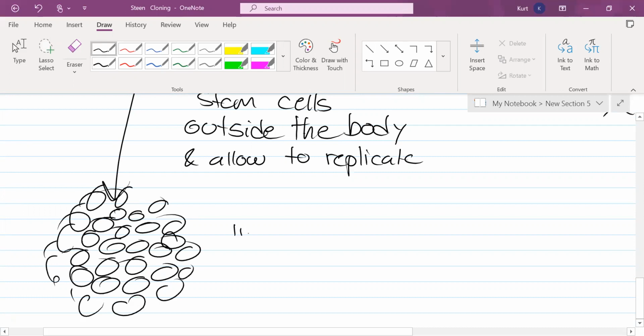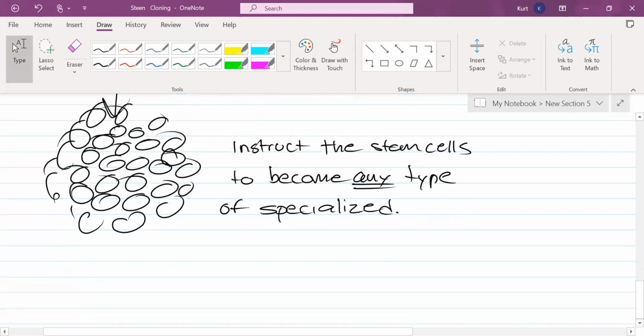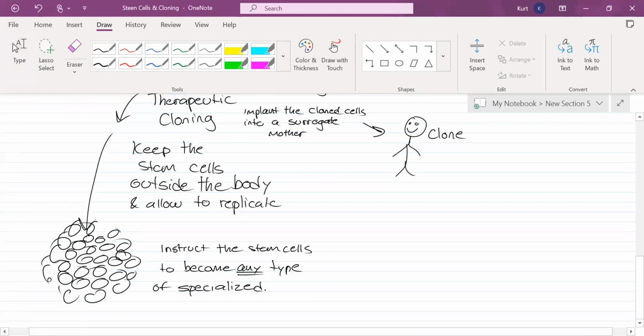And what you can do is you can instruct the stem cells to become any type of specialized cell. So Ben had a kidney disease. We will instruct these cells to be kidney cells. And as you saw in the video, we will put these kidney cells into a mold of a kidney, and the cells will grow into a kidney. And then we bring Ben in for surgery, and we put his kidney inside of him, and his body won't reject it. So that is known as therapeutic cloning.